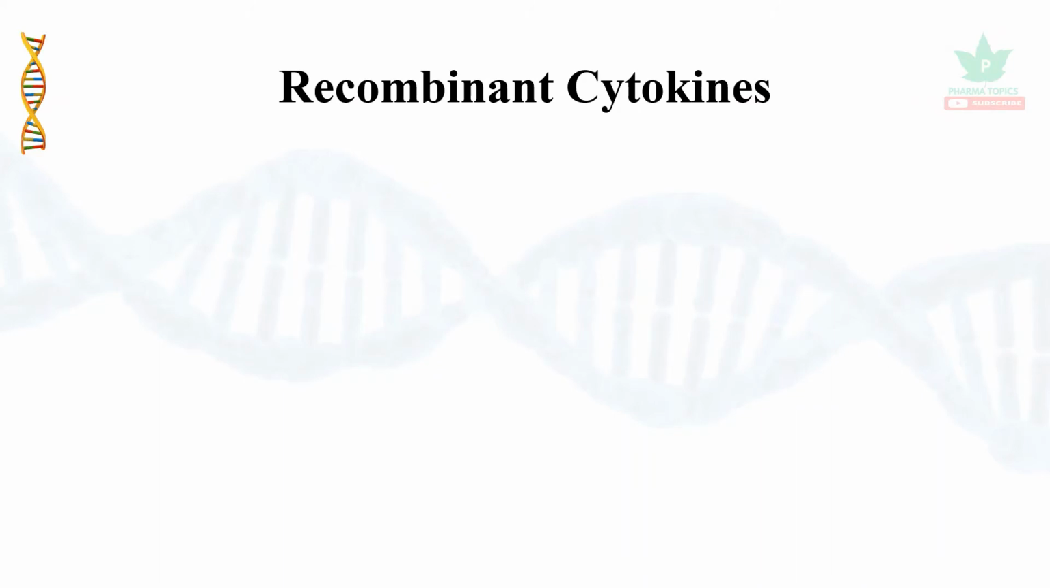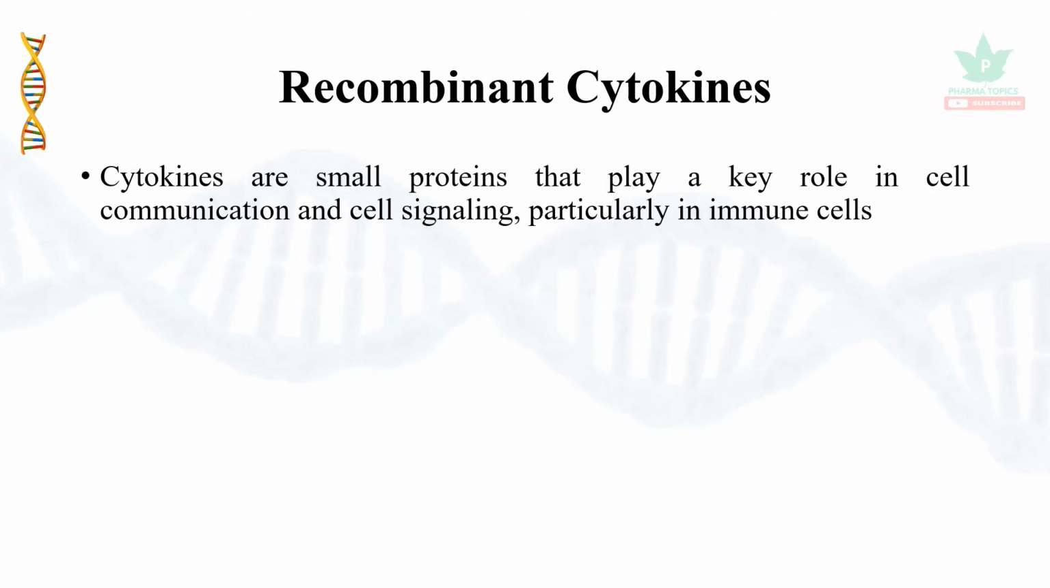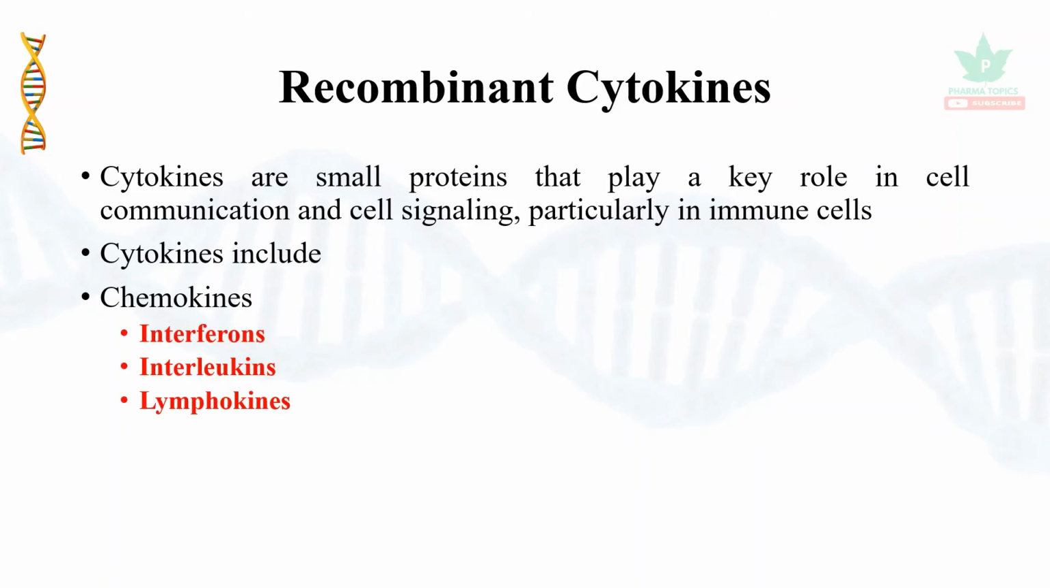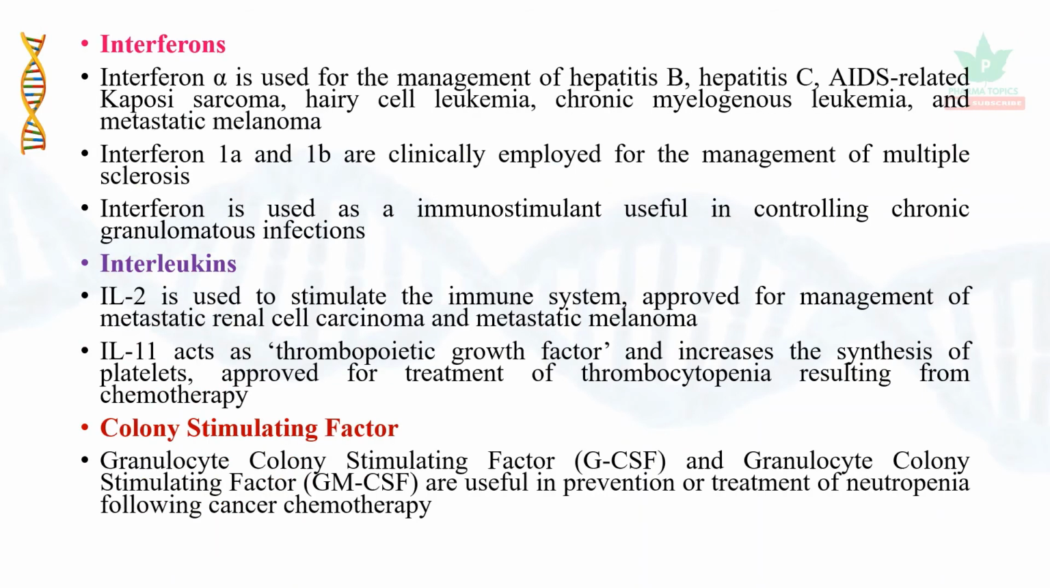Let us see the recombinant cytokines. Cytokines are small proteins that play a key role in cell communication, cell signaling, and particularly in the immune cells. Cytokines include chemokines, and the chemokines include interferons, interleukins, lymphokines, and TNF alpha. So interferon alpha is used for management of hepatitis B, C, AIDS-related Kaposi sarcoma, hairy cell leukemia, chronic myelogenous leukemia and metastatic melanoma. Interferon 1A and 1B, beta, are clinically employed for management of multiple sclerosis.